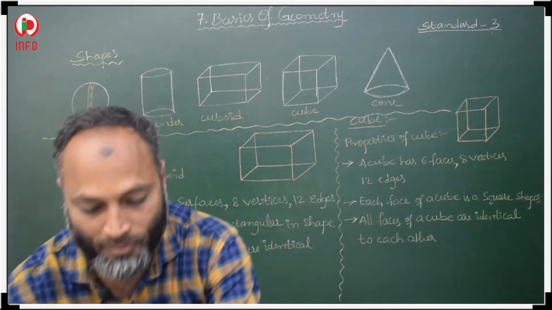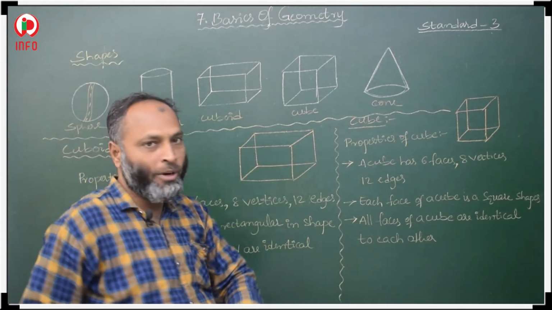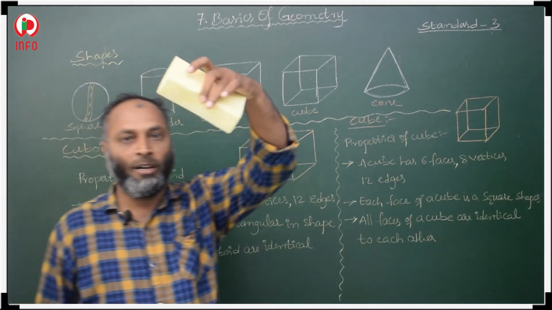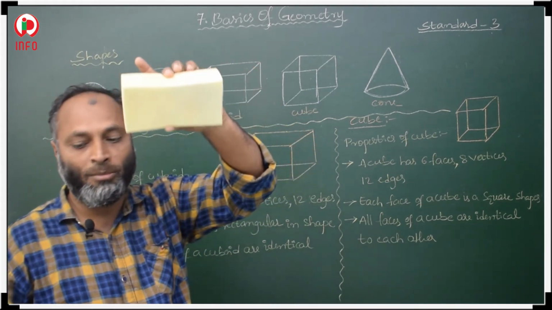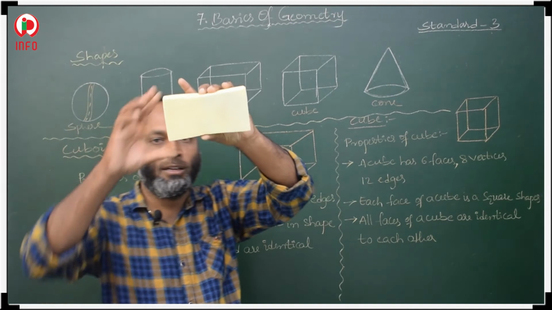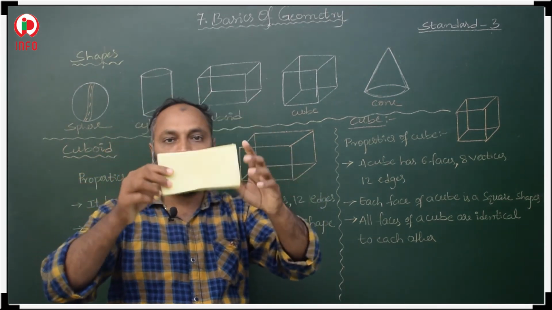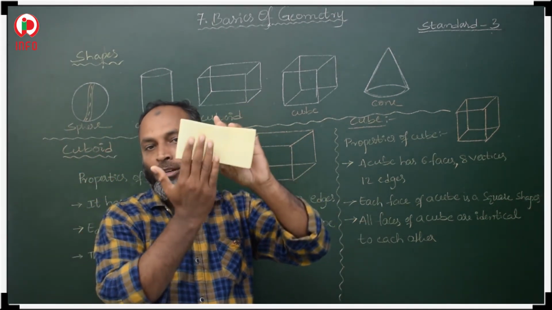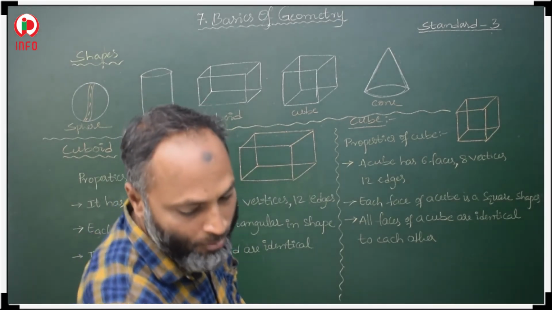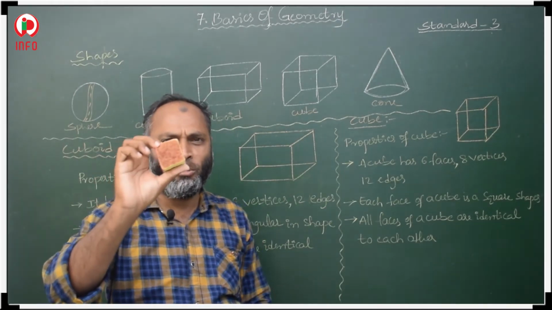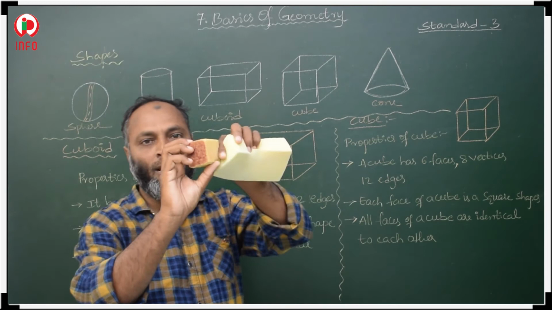Next, after that, cuboid. This duster is a cuboid. So, this is cuboidal in shape. Okay. Next, cube. This is in cubical shape.